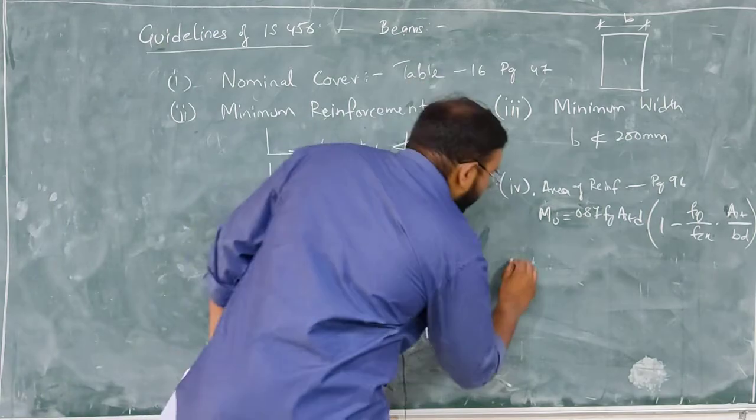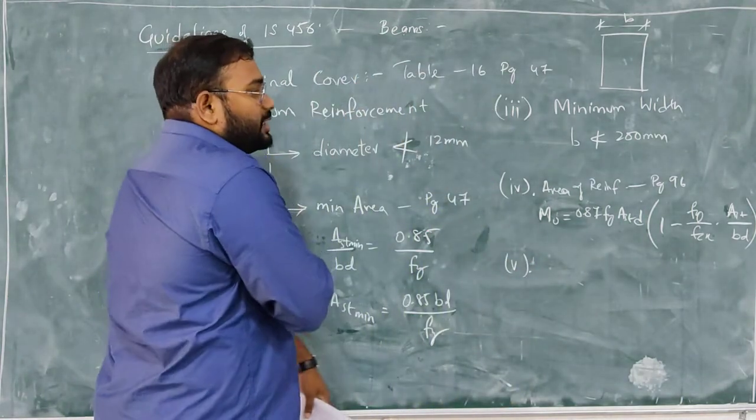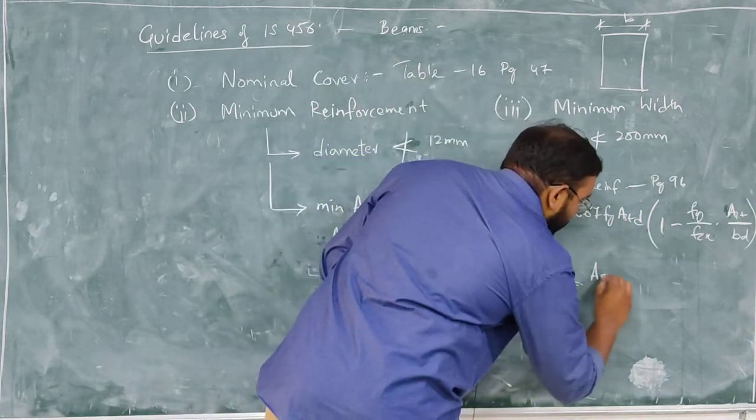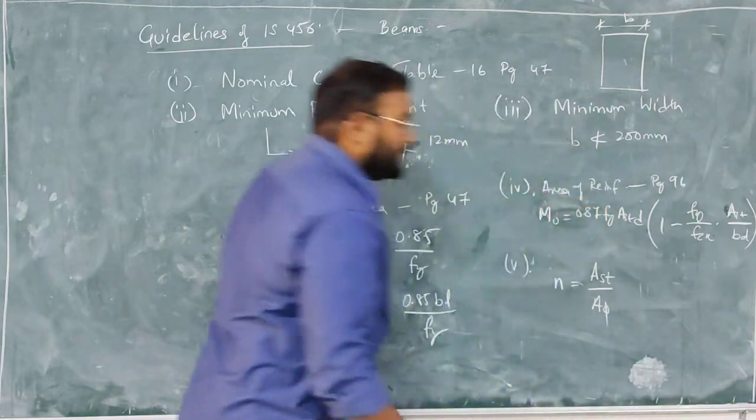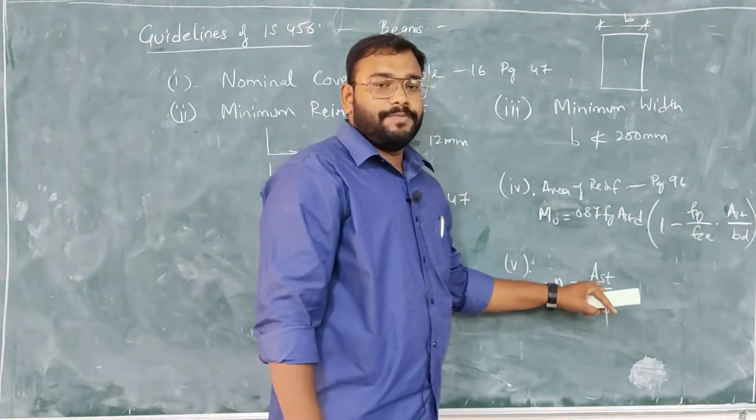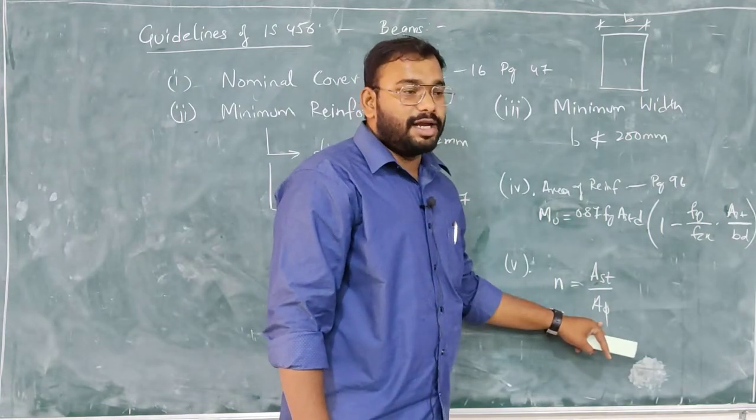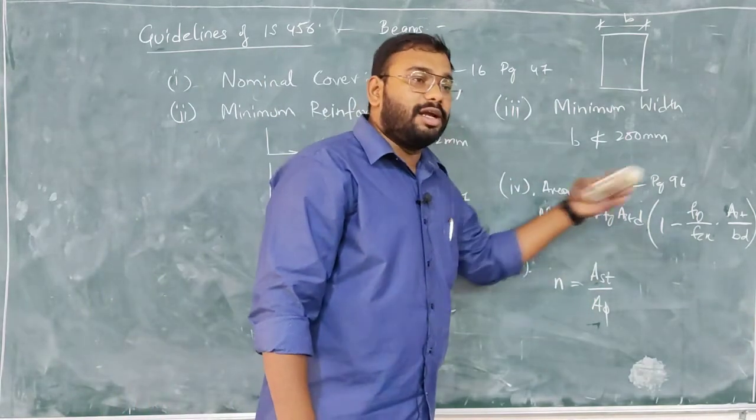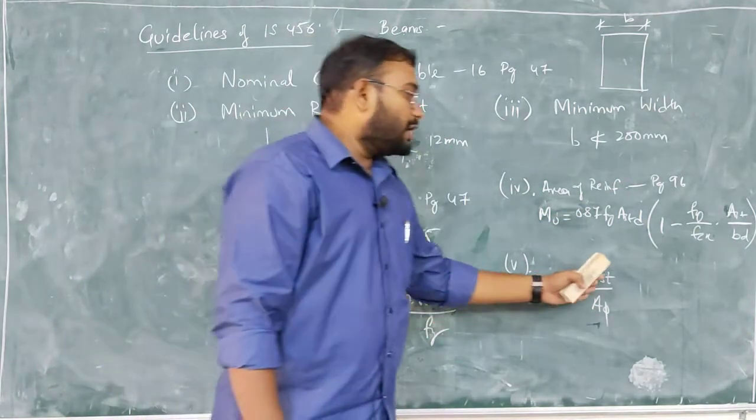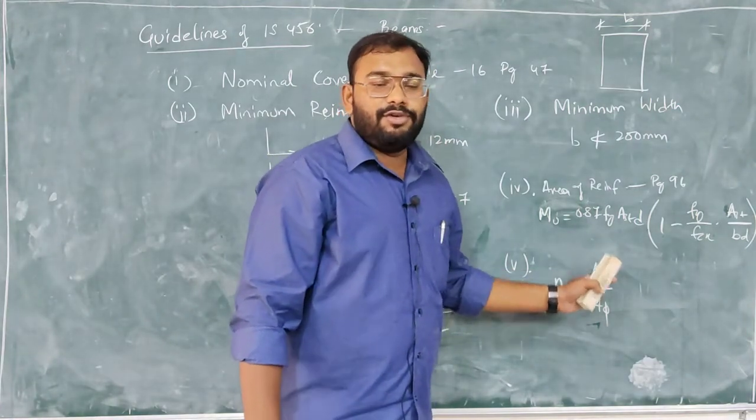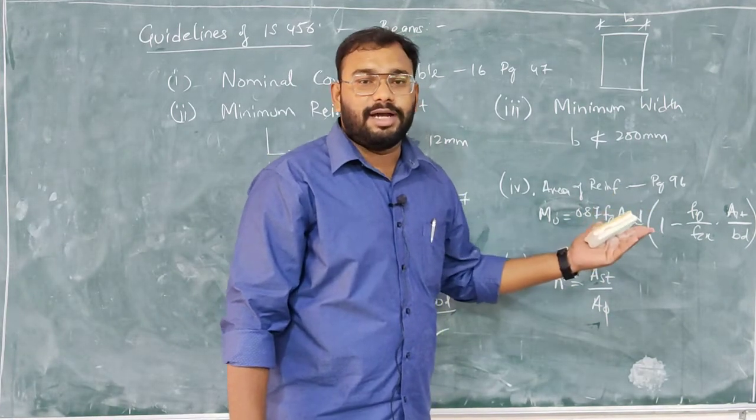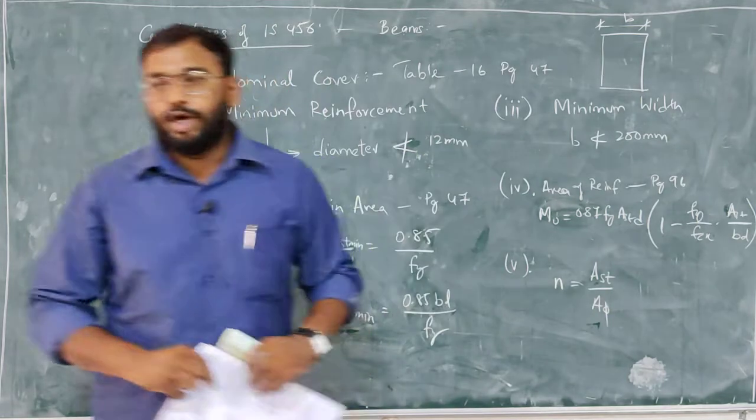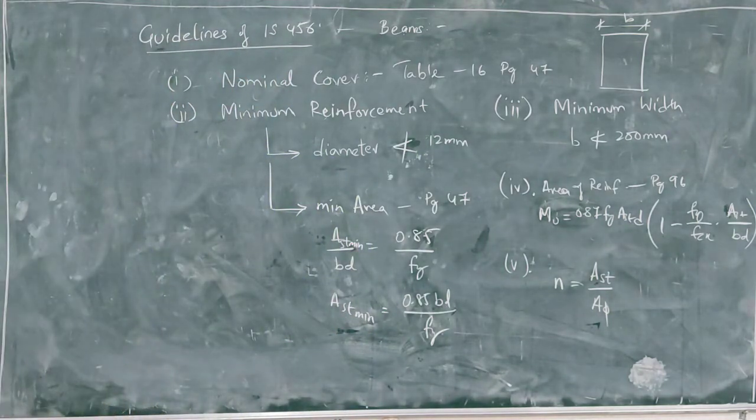Next step is how to convert the given reinforcement into number of bars. Suppose you want n number of bars, how to convert is AST by A phi. AST means the reinforcement you got, divided by the area of each bar, will give you how many bars are required. We'll solve this, and it will become clearer when we solve some problems. Suppose you got the area of reinforcement 200 mm square. If you want to convert into number of 12 mm diameter bars, you need to divide by the area of a 12 mm diameter bar. You will get how many bars are required.